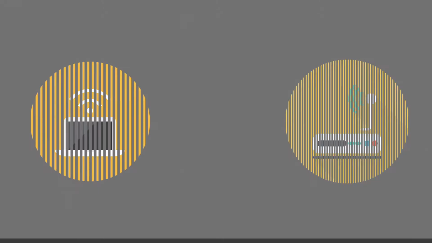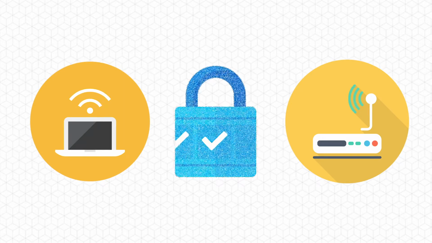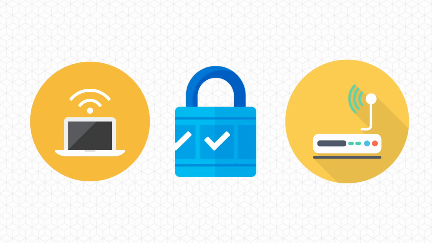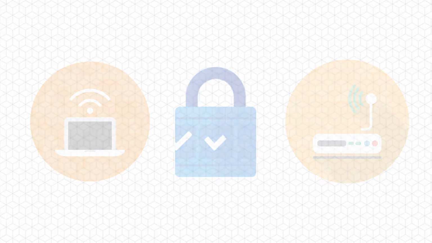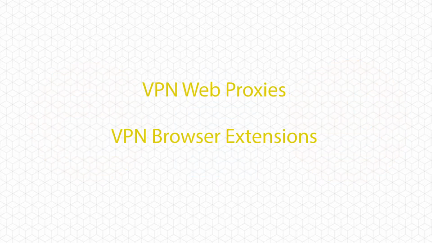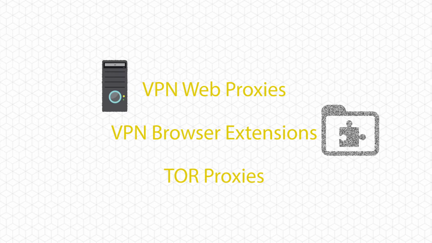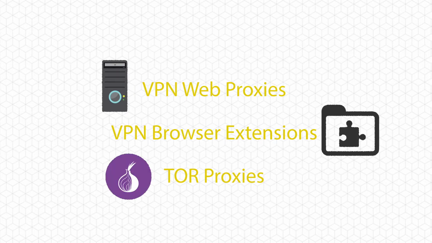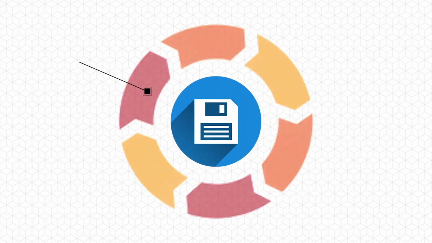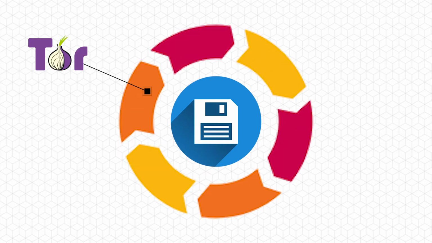In this video, we will look at different VPN implementations and see just how secure or prone each one is to WebRTC leaks. Specifically, we will be looking at VPN web proxies, VPN browser extensions, and one of the most widely used, Tor proxies. For those who don't know, a Tor proxy is essentially a server that reroutes all your data through the Tor network.